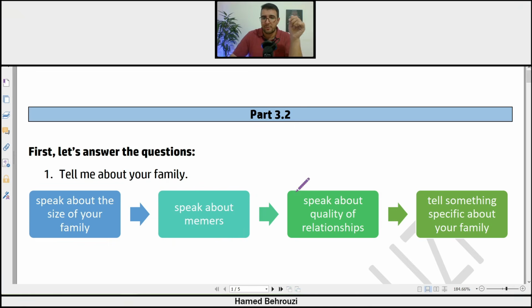After that, it's time to continue to speak about the quality of relationships. Say something like, we are a very close-knit family. We will study the word close-knit today. Or you can tell them that we always try to spend time together on the weekends. Or you can just say the opposite. If you don't have a close-knit relationship or you are not very good with each other, you can say that we live separated from each other and each of us is living in our own world and we don't make that much connection in the family.